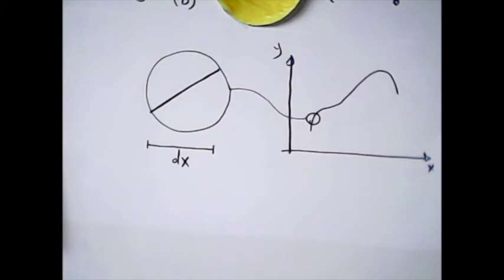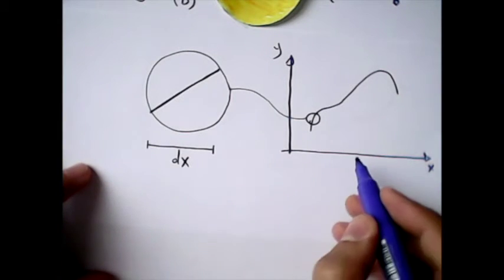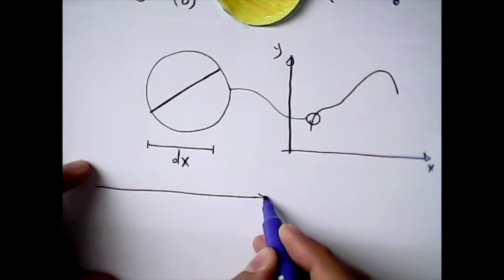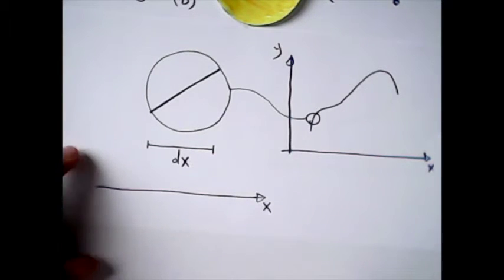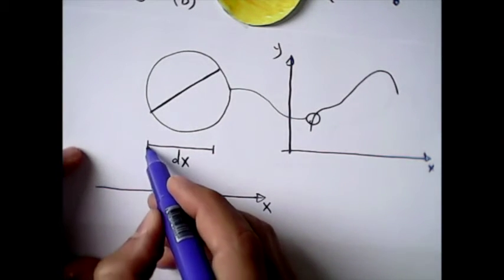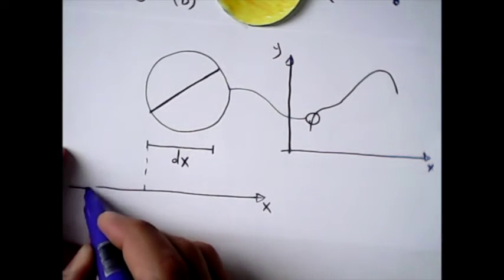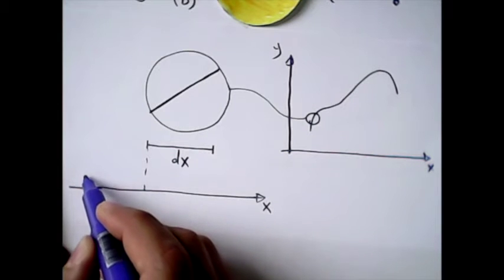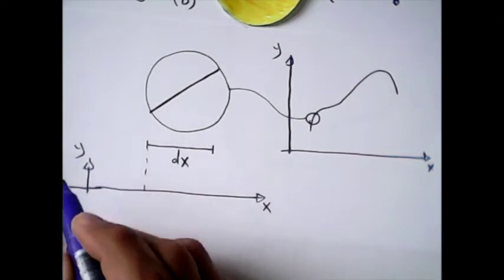Okay, let me first draw our x-axis down here so we know where we are. This is the x-axis, and let's say that we have gone all the way. I mean, the start of the axis could have been anywhere behind here. So let's say this could be the y-axis.